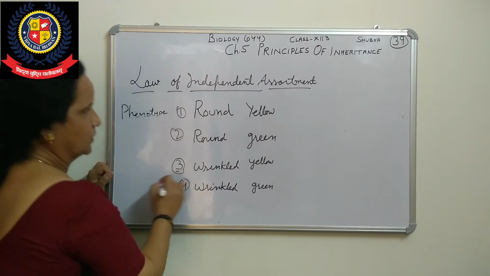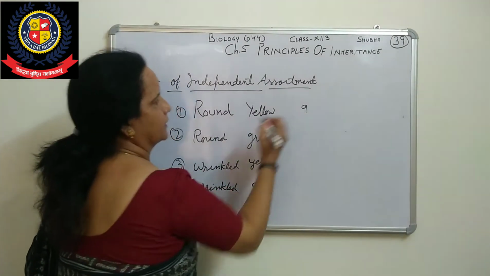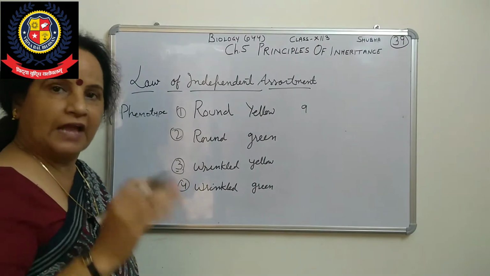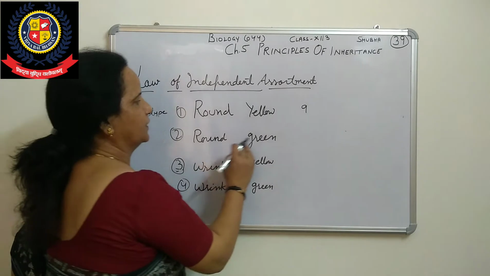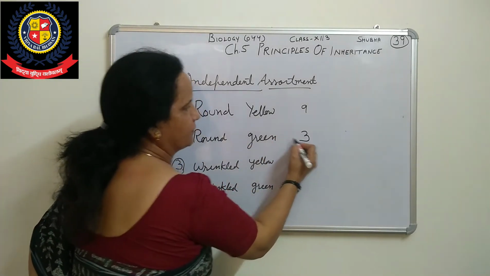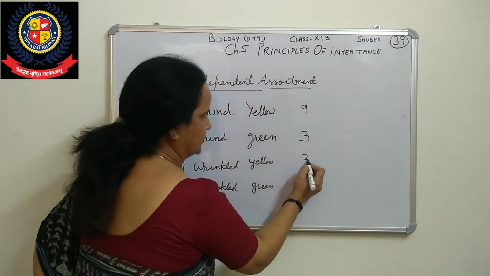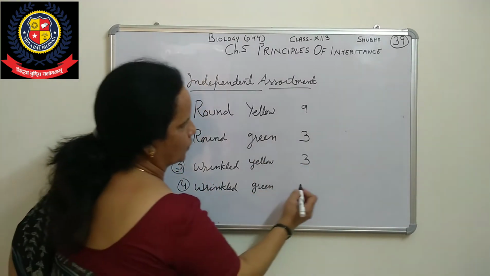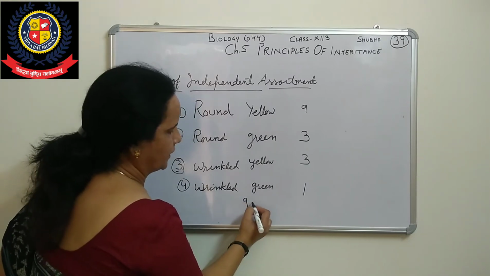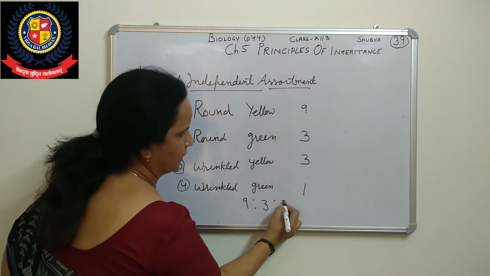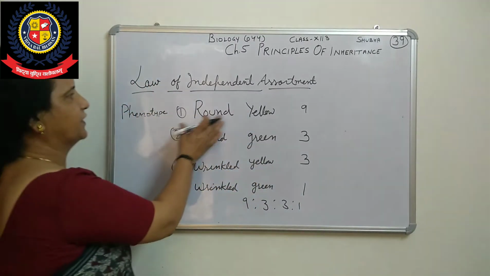The ratio what we have got here: total 9 are round and yellow. Second one we have seen round and green, that will be 3. Now third one wrinkled and yellow, that will be 3. And last one only 1. So what ratio we have got? Phenotypic ratio 9:3:3:1, and these are the phenotypes externally, means that is the external appearance.